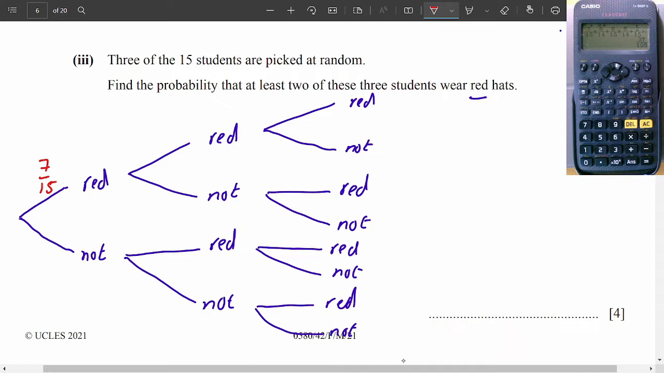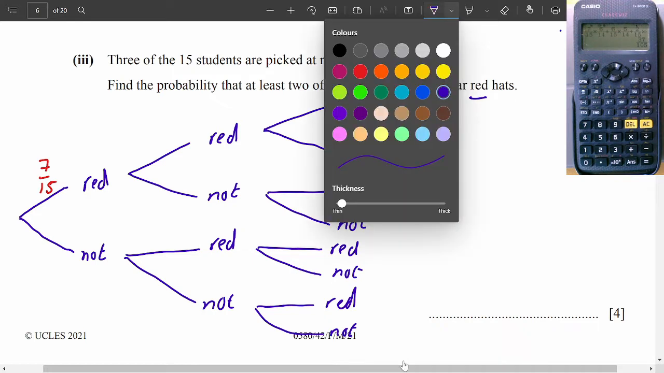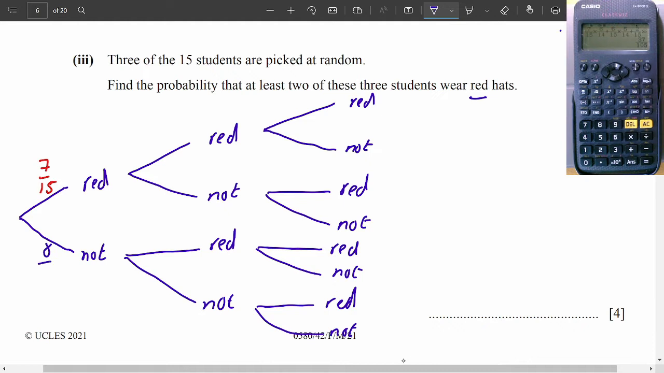That means picking a student with not a red hat would be 8 out of 15, since it needs to add up to 1, 15 out of 15. Okay, again, if we picked one student with a red hat already, there will be 6 students left with red hats and 14 of them in total. If we pick another student then with a red hat, there'll be 5 students left with red hats and 13 students in total. Okay, over here, it needs to add up to 14 out of 14, which is 1.